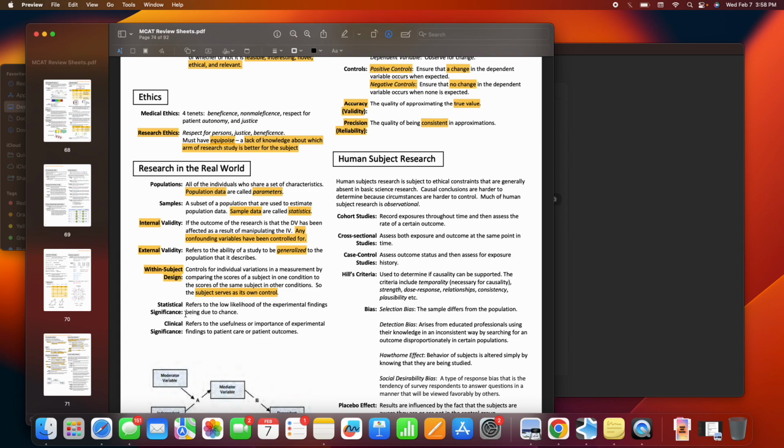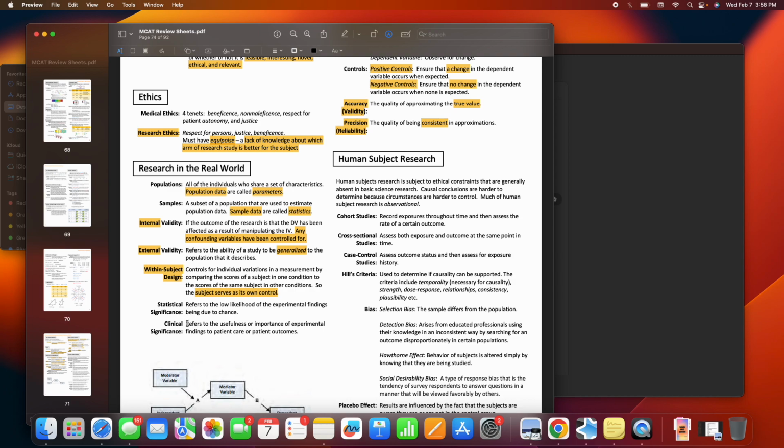Statistical significance refers to the low likelihood of the experimental findings being due to chance. This is where the confidence interval comes into play. The 95% is a commonly used confidence interval.